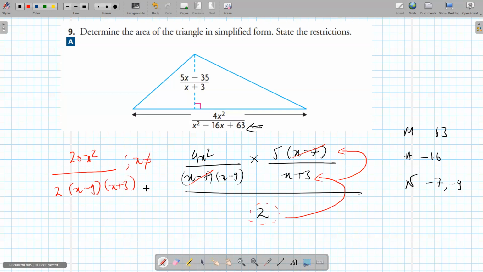What are the restrictions? X can't be negative 3 or 9. Okay, are you missing any? You're missing one, if you also have to account for what canceled out. It can't be 7. Yep. And you're done.